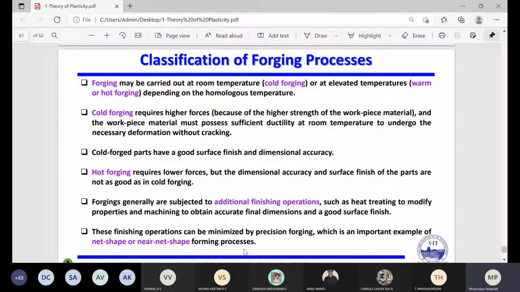Even if you remember, when we talked about plastic deformation of metal in the beginning, in the introduction to basic mechanical working, there also we talked about net shape, or something very close to the particular shape we are exactly wanting. Is it clear?